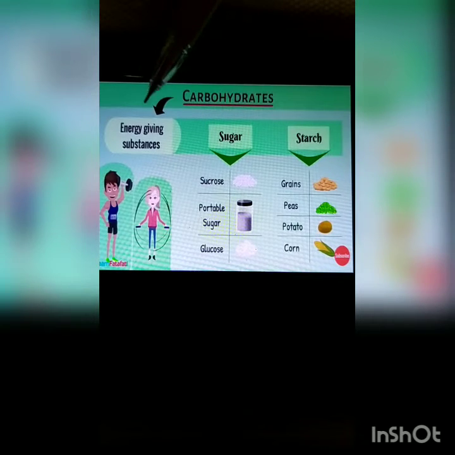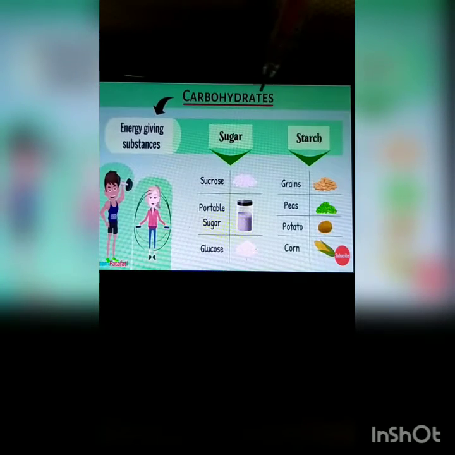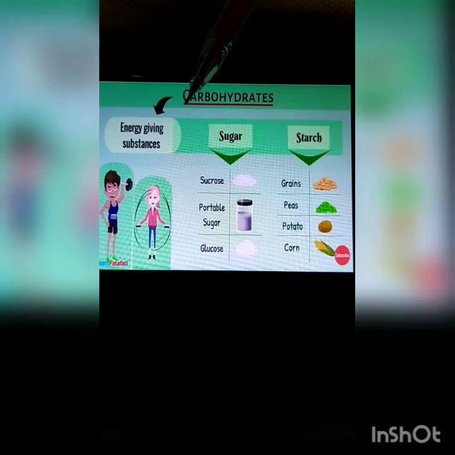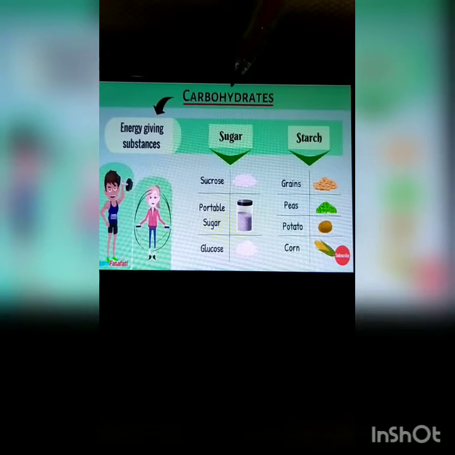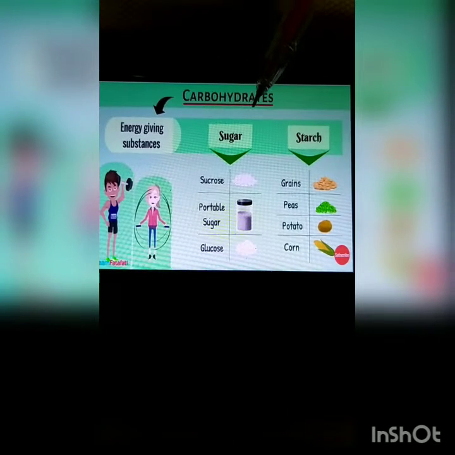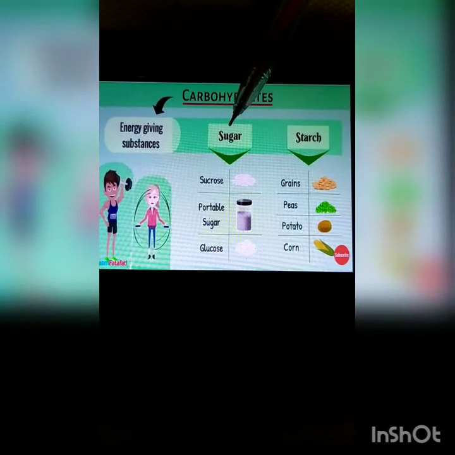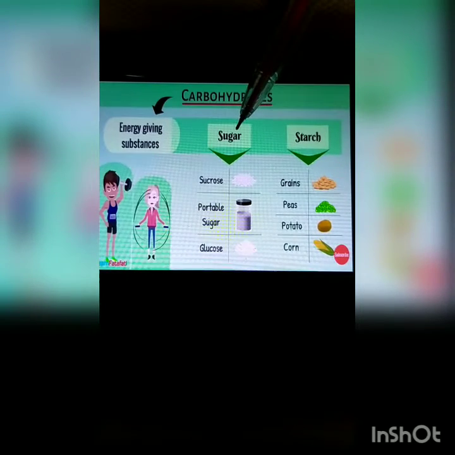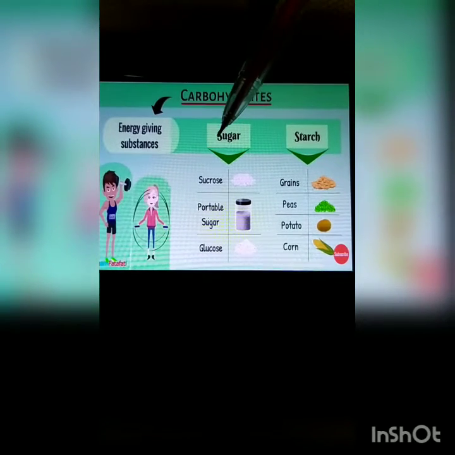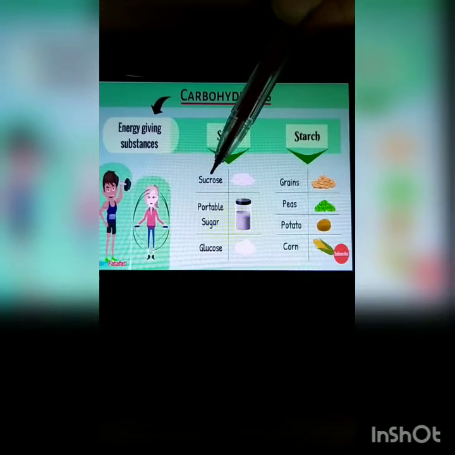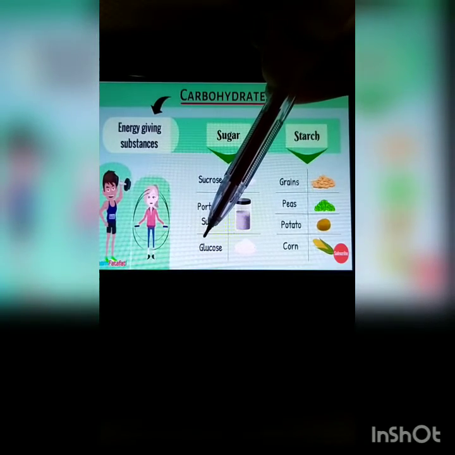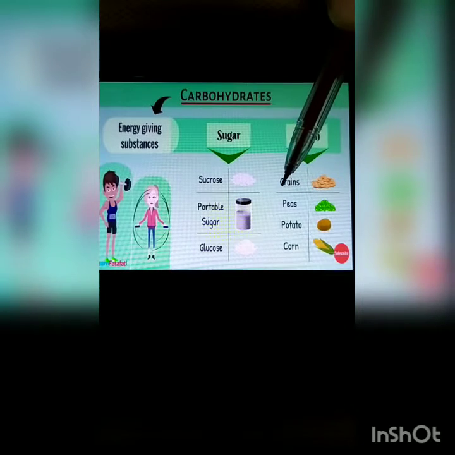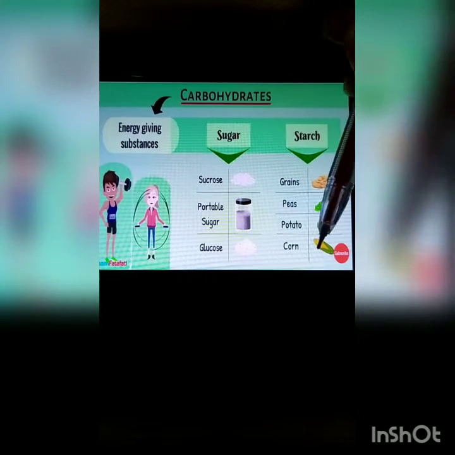Now we can see here that carbohydrates are the energy giving substances, meaning we get energy from carbohydrates. Sugar and starch are carbohydrates. The sugars include sucrose, portable sugar, and glucose, and starches we get from grains, peas, potato, corn, etc.